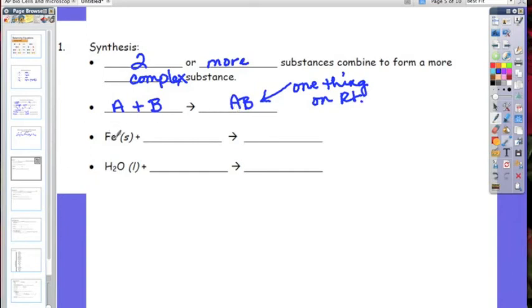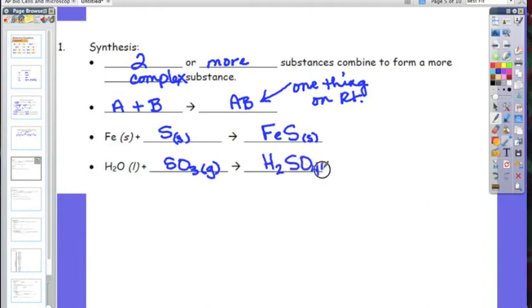An example would be iron plus sulfur, which is also a solid, can produce iron sulfide, which is a solid. Or you could have water plus SO3, which is a gas, so you could bubble this gas into the water, and you would end up with sulfuric acid, which is an aqueous solution. Acids are always aqueous. So that's how you would fill that in. And this is balanced, and this one's balanced. So synthesis is the very first type.